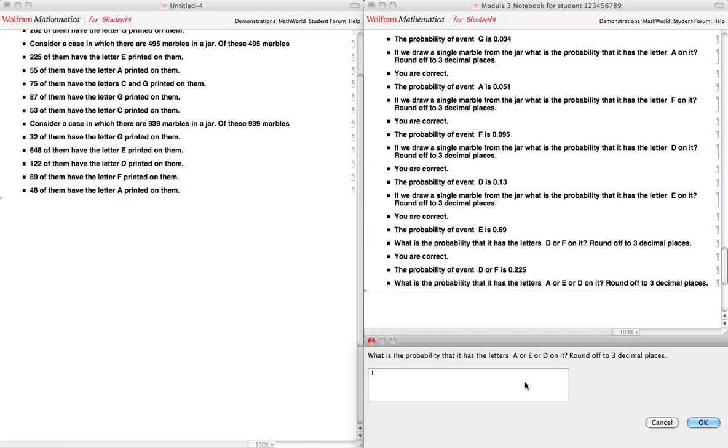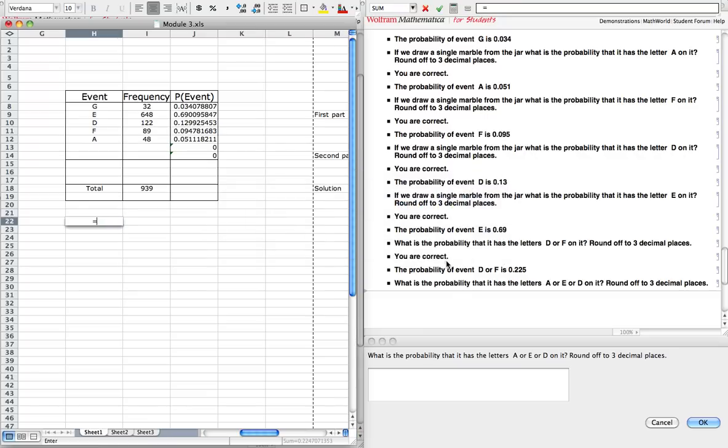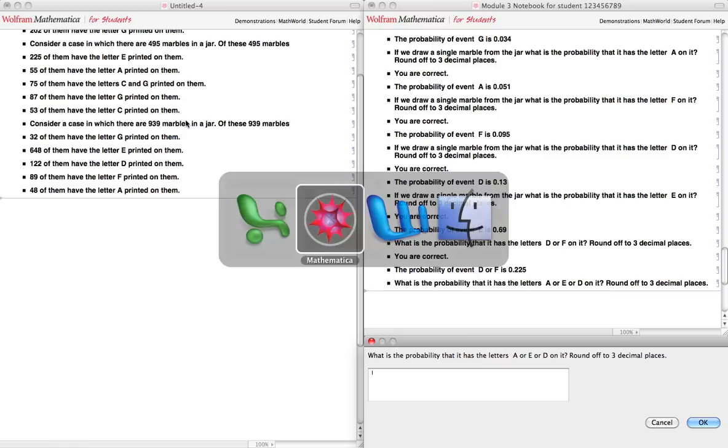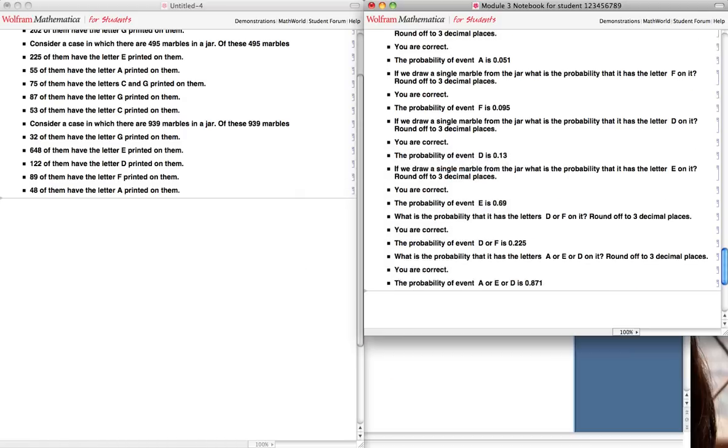Okay, what's the probability that the marble has the letters A or E or D? Same question. It's just the probability of A plus the probability of E plus the probability of D. Round off to 3 decimal places.